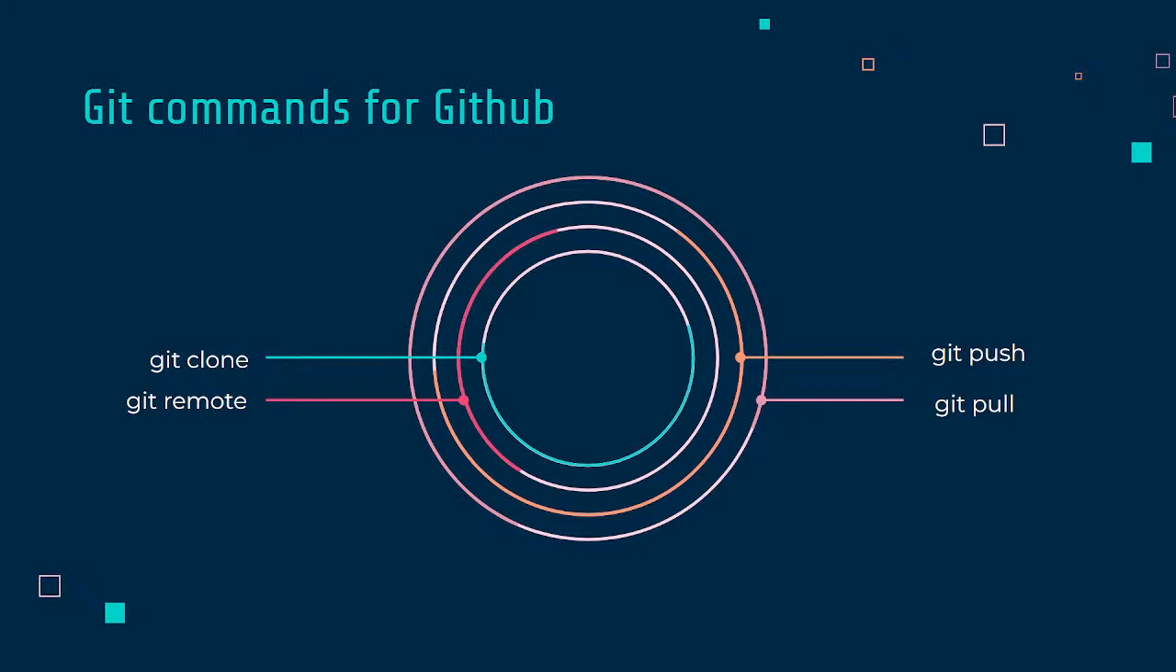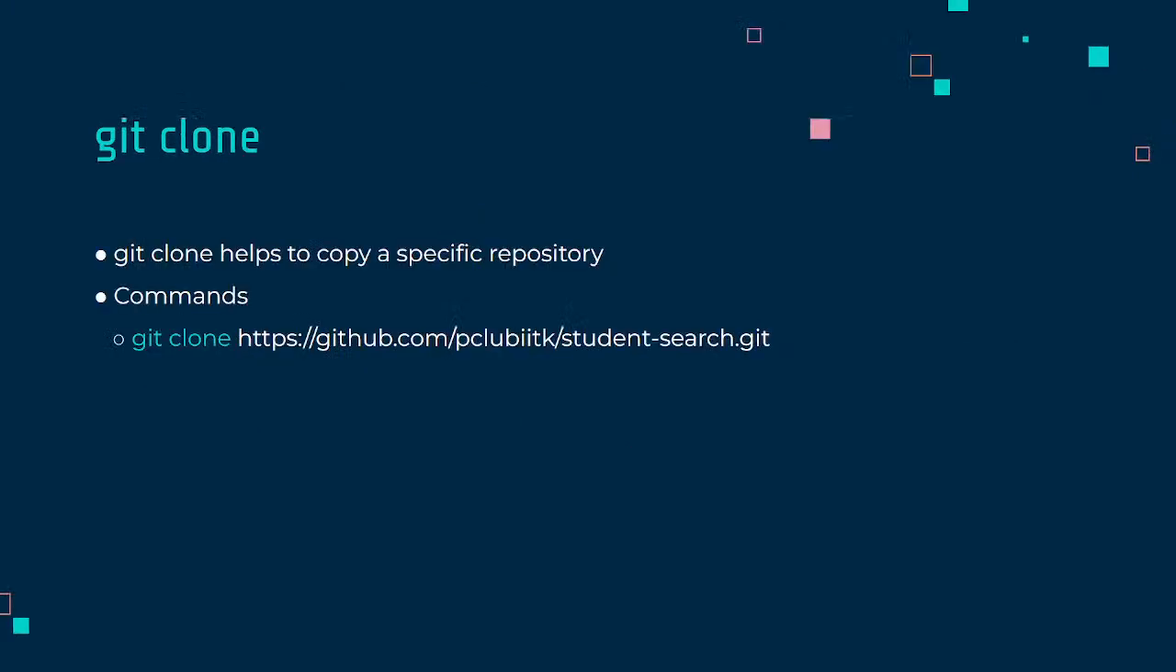Now we move towards the Git commands for GitHub. In this lecture we will talk about four basic commands for GitHub we generally use. These four commands are git clone, git remote, git push, and git pull. So git clone helps to copy a specific repository to your local repository, to your local PC. The command is git clone, and you need to enter the link which you can copy from the GitHub platform. Like in this case, I am cloning the student search software of P Club IIT.